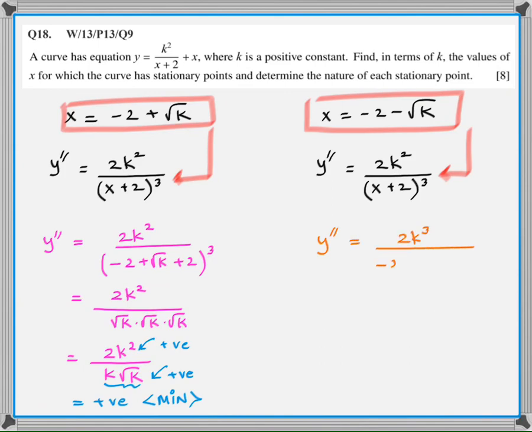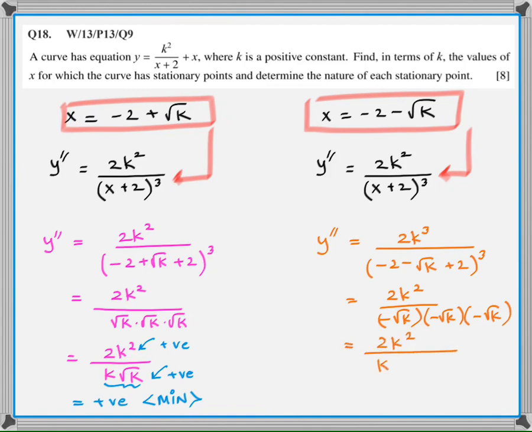Now plug in x is equal to minus 2 minus root k and expand it, simplify it. Minus root k, minus root k, minus root k, multiplying itself 3 times. That's what cube is all about. So the denominator is k with a minus root k. Now decide for yourself. Take 5 seconds.